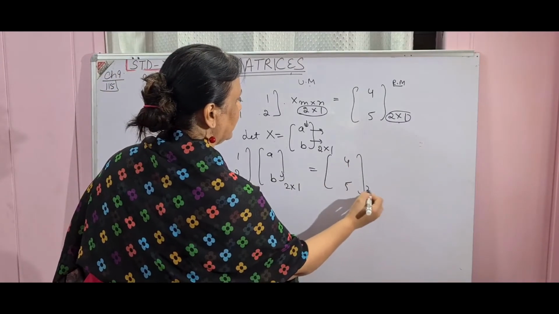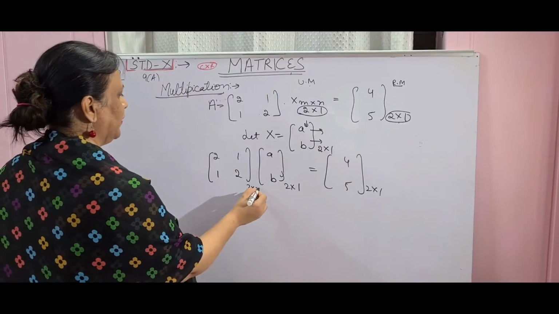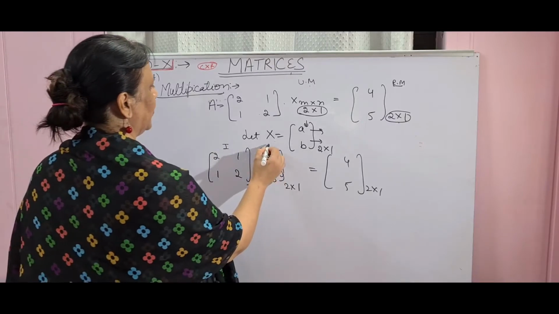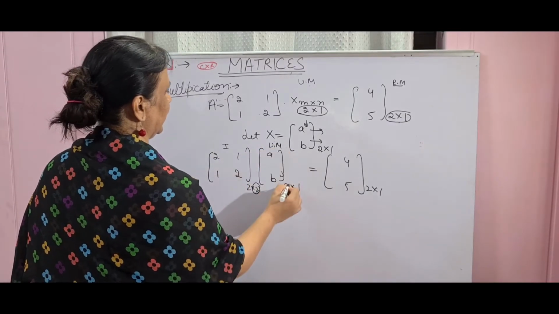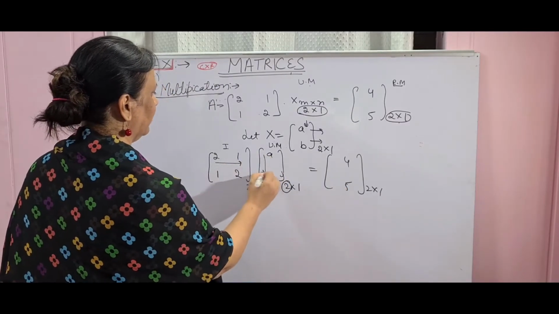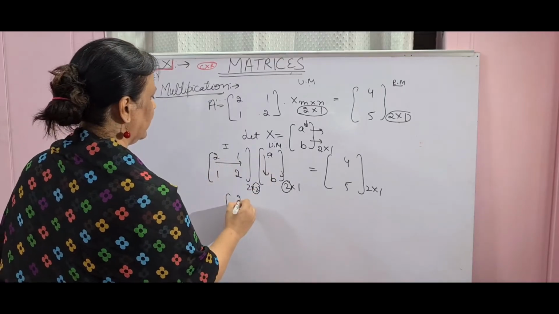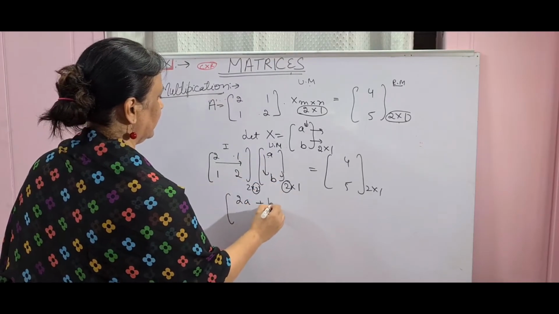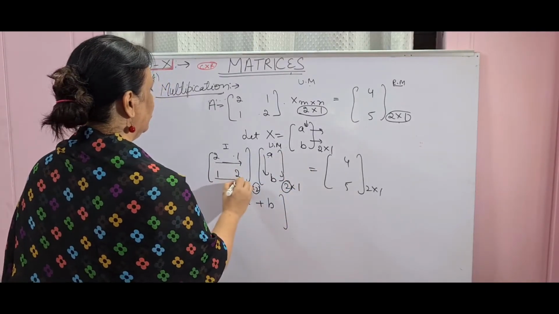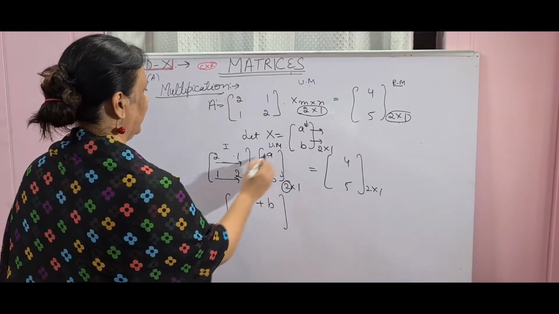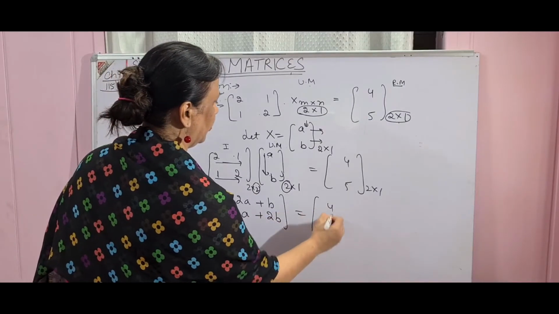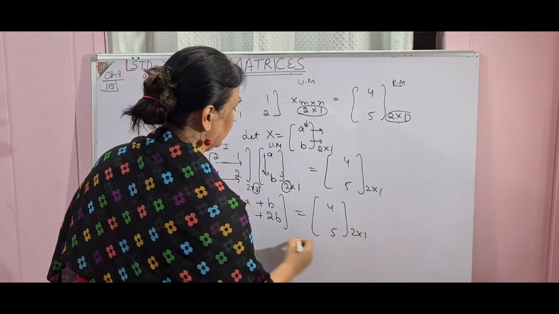Understand nicely. Now, multiplication is possible because the number of columns of the first matrix is equal to the number of rows of the unknown matrix. So multiplication is compatible. Row 1, column 1: 2 into a plus 1 into b. That is all for row 1, since we do not have another. Then row 2, column 1, second line: 1 into a plus 2 into b, 2b, is equal to 4, 5, 2 into 1.